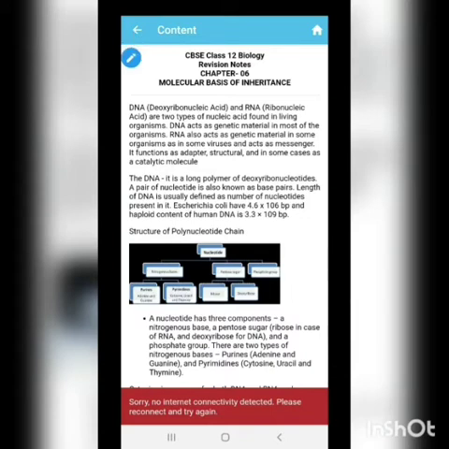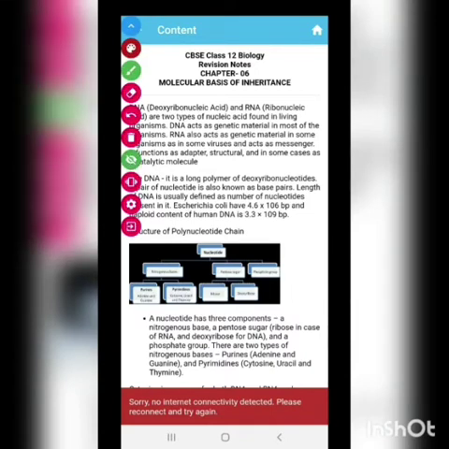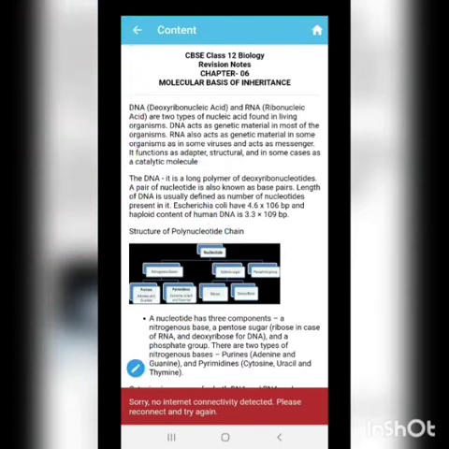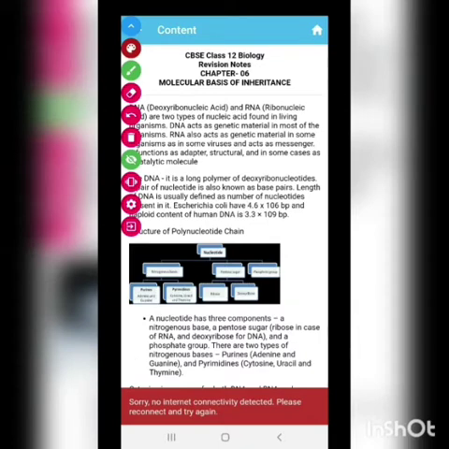Number one, it is DNA. And number second, RNA. Two things come, DNA and RNA. DNA is known as deoxyribonucleic acid and RNA is known as ribonucleic acid. Why? Because this is the structure of one nucleotide, and the polynucleotide is DNA or RNA.